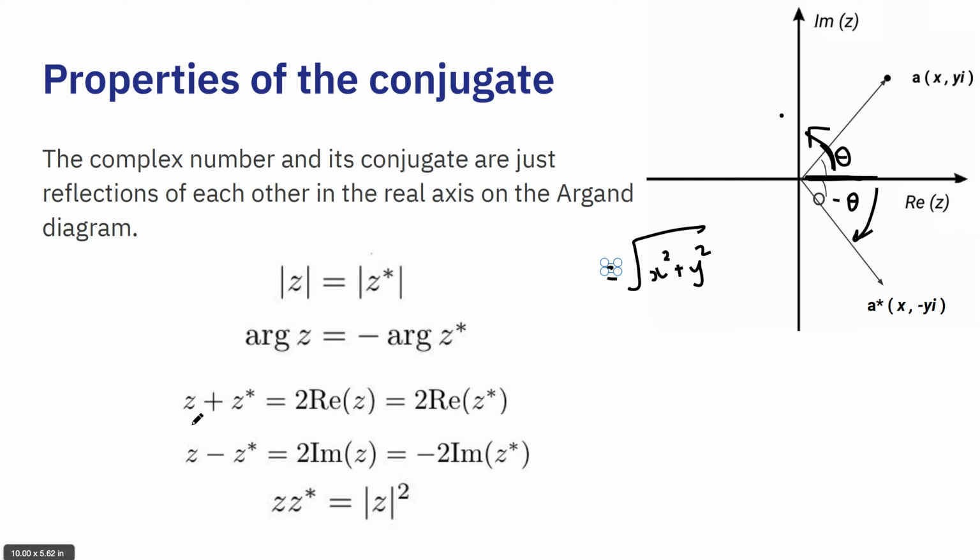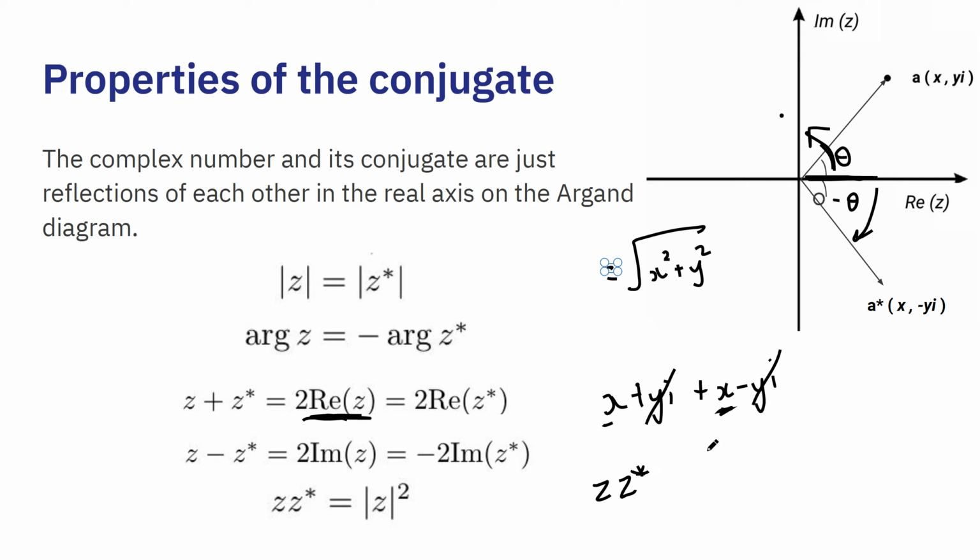If we add up the two complex numbers together, we get x plus yi plus x minus yi. We realize the imaginary parts cancel out, and we just get 2 times the real part of the complex number. A similar thing happens when we subtract: the x will cancel out and we'll get 2 copies of the imaginary part. The last one here is z multiplied by its conjugate.